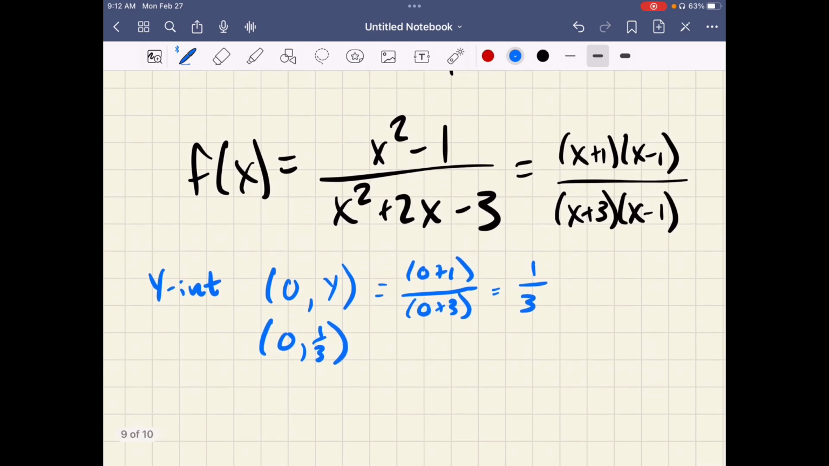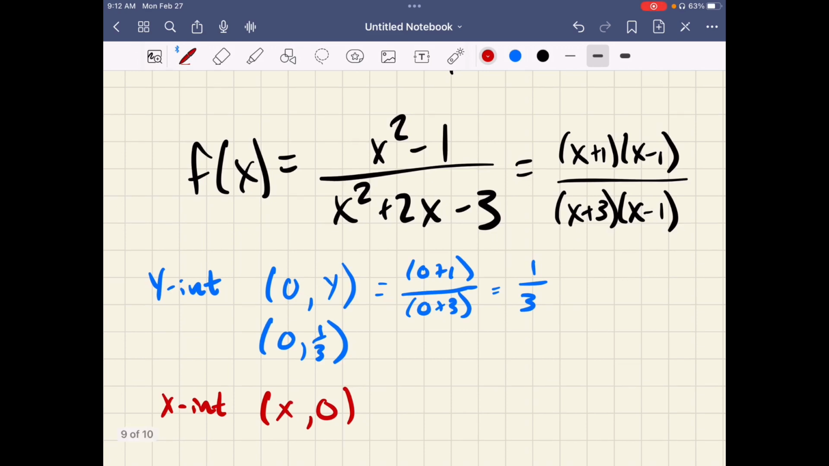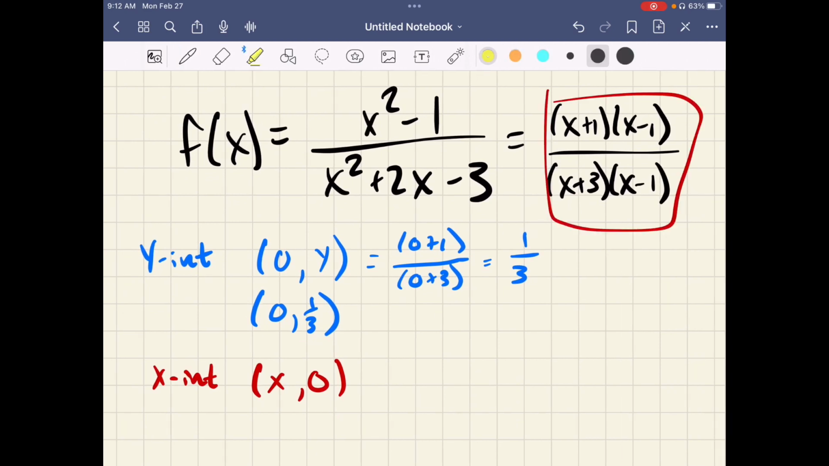Now I'm going to do something similar for the x-intercept. If I'm on the x-axis, I know I did not move up or down, which gives me a y value of 0. And then I know I have an x value here. I don't know what that x value is yet, and that's what I'm trying to determine. Then what we know is that this top term right here has to be equal to 0, because anything divided by 0 is just 0.